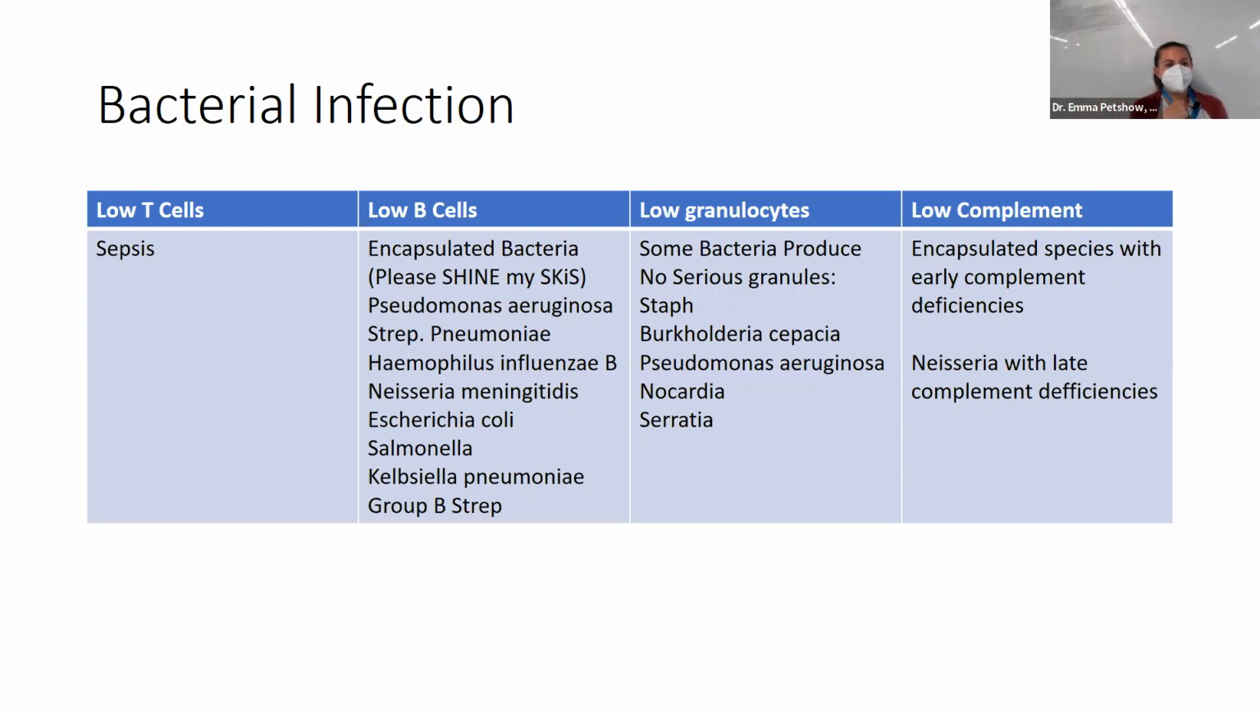Or low complement would be encapsulated species, so our encapsulated list, with early complement deficiencies, and you could even see encapsulated bacteria with late complement deficiencies. That's when you see Neisseria. What do I mean by late complement deficiency? I think I have too many F's there. Yeah, I do. I have an extra F.